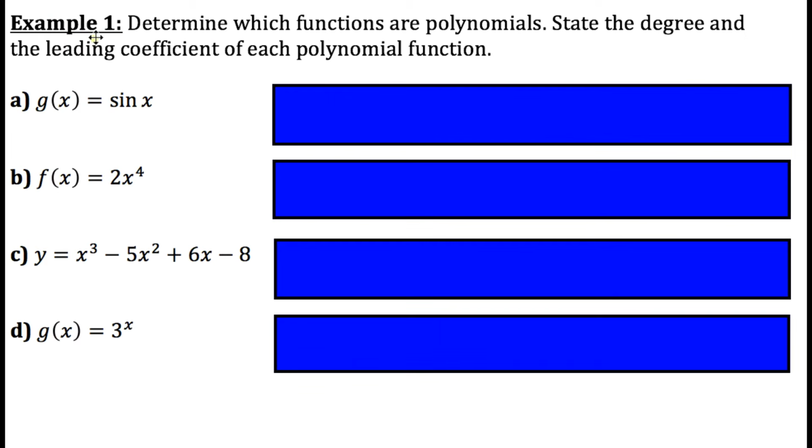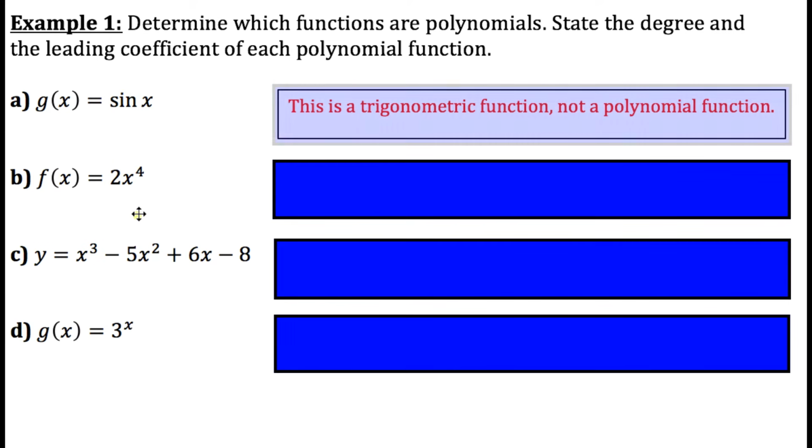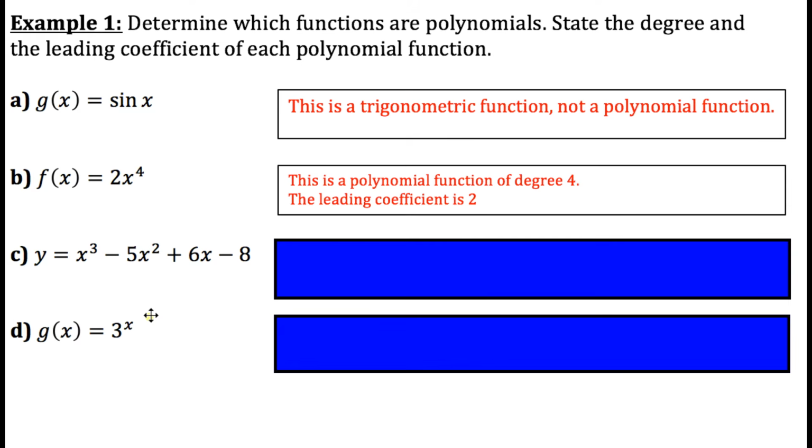Example 1, determine which functions are polynomial functions. State the degree and the leading coefficient of each polynomial function. Well, a is not a polynomial function, it's a trigonometric function. It's sine x. So this one's not a polynomial function, it's a trig function. Part B is a polynomial function. And in fact, it's only a single term polynomial function. So this is a power function. So yes, polynomial function. It is degree 4, and the leading coefficient is 2. This is a polynomial function of degree 4, leading coefficient is 2.